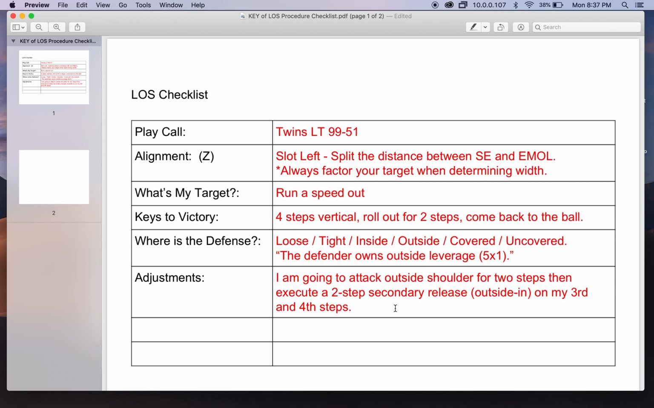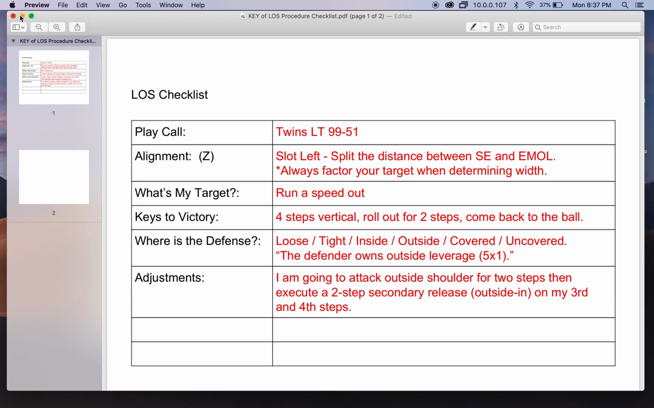But those are the things that you have to think about when you go to the line of scrimmage. We started with a play. We asked ourselves, where do I line up? We asked ourselves, what's my job? What's my target? What do I have to do to help our team be successful? I went over my technique for the keys to victory. I asked myself, now, is there a defender who's going to hamper me or get in the way of me doing this perfectly with technique? If there is, what adjustments do I have to make? Ball is snapped and we're off, okay? The faster you can go through this, the better.